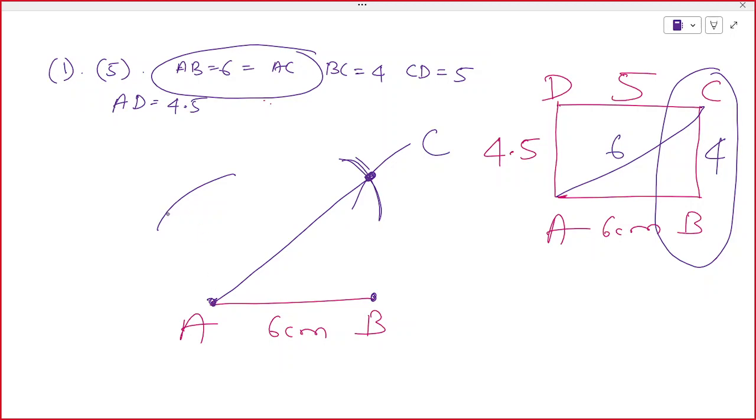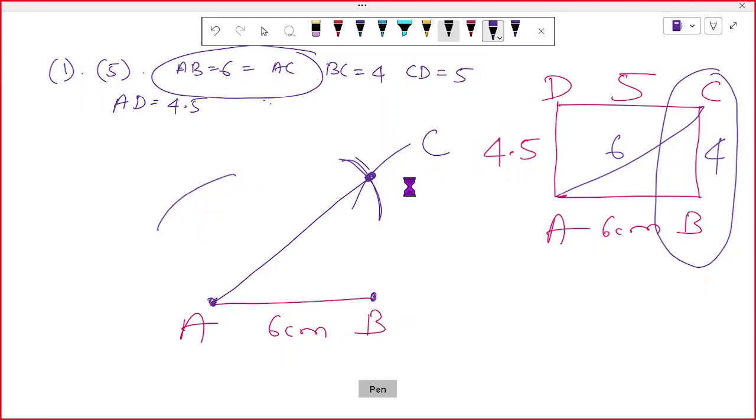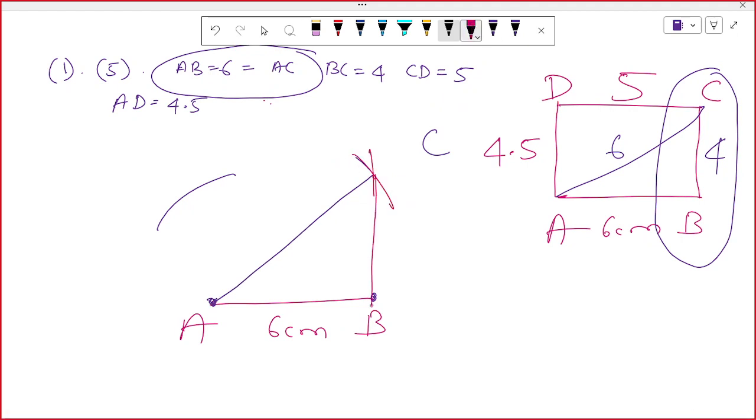Then from A to D, take 4.5, cut an arc. Then what's the next line? C to D, 5 centimeters. Then connect this. Then C to D, 5 centimeters. From C, take 5 and cut another arc.